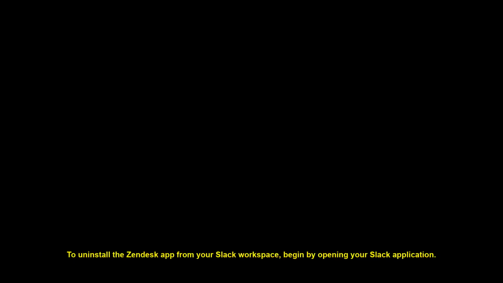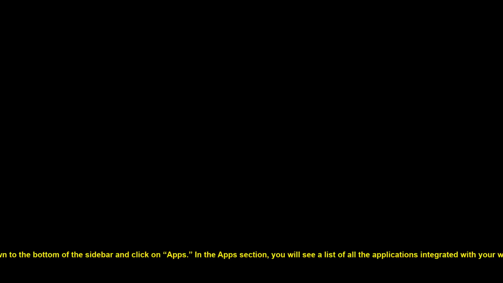To uninstall the Zendesk app from your Slack Workspace, begin by opening your Slack application. Log into your Slack account if you are not already signed in. Navigate to the workspace where the Zendesk app is installed. Once in your workspace, locate the sidebar on the left side of the screen. Scroll down to the bottom of the sidebar and click on Apps.